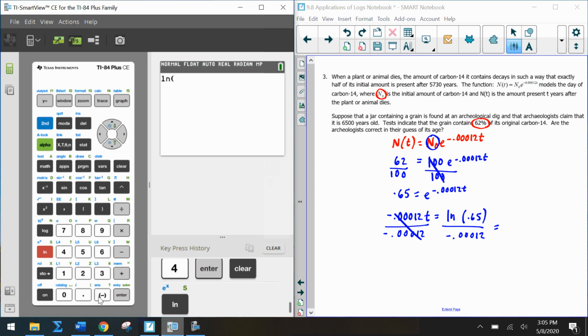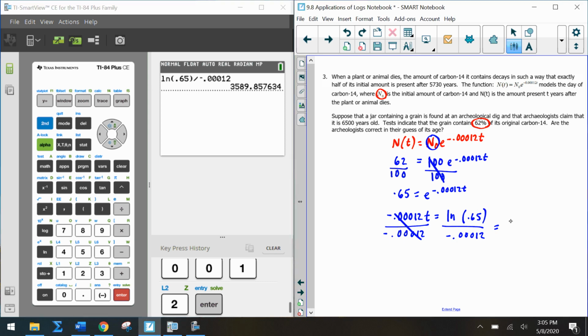We got ln of 0.62 divided by negative 0.00012, and we end up with 3589.9 years old. So they had predicted that it was 6,500 years old, and that would not be the case. So they are not correct.